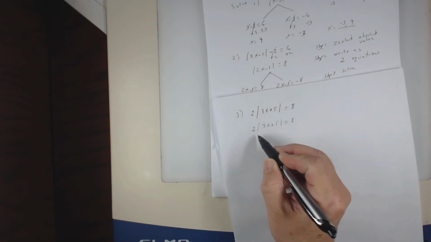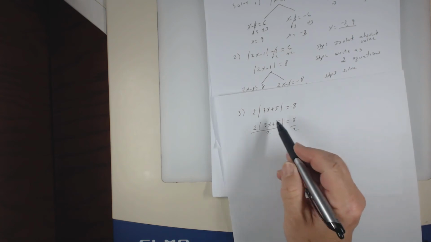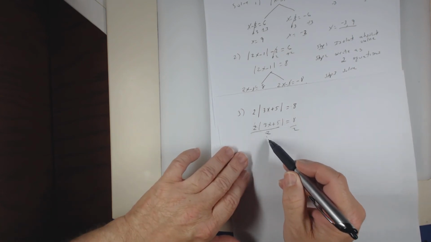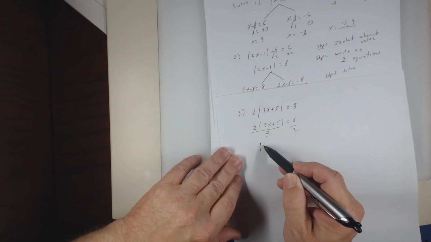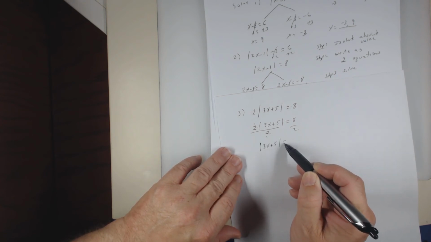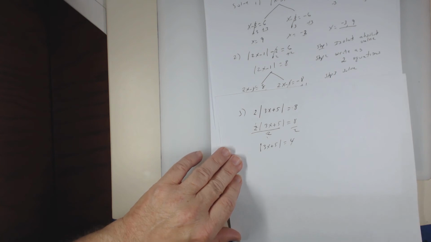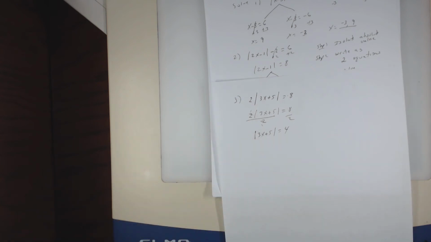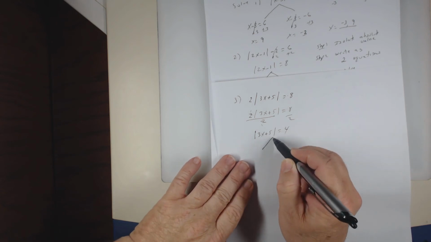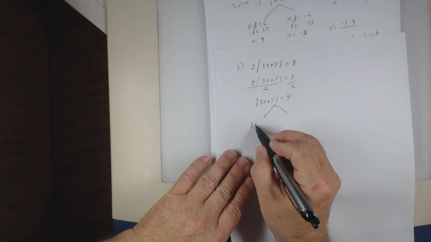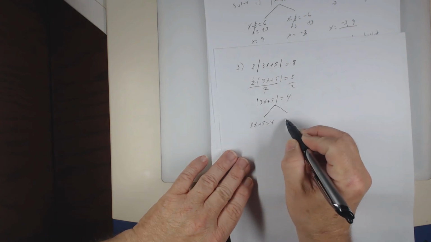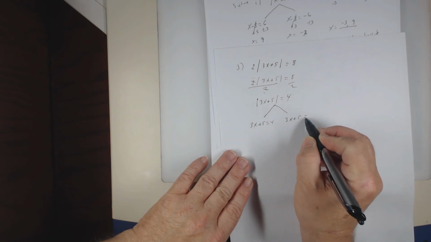And so now the 2's divide out. And now, what's the absolute value? 3x plus 5. Equal what? 4. All right, and then the rest is simple. What's the next step? Yep, write two equations. What's going to be my first equation? 3x plus 5 equals 4. Yeah. What's the other? 3x plus 5 equals -1.